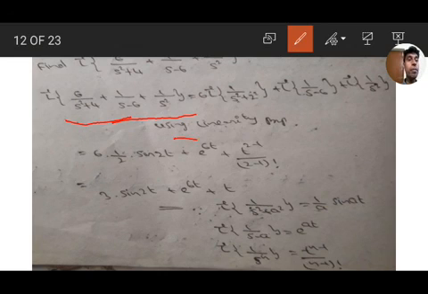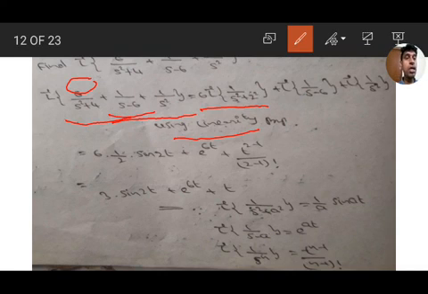By linearity property, coefficients are kept outside, and we take the inverse Laplace transform of the functions one by one. Here 6 is the coefficient outside, 6 into L inverse of 1 by s square plus 4, 4 means here 2 square, so 1 by s square plus 2 square. Next, inverse Laplace transform of second function, no coefficient, so L inverse of 1 by s minus 6. And inverse Laplace transform of third function, that is L inverse of 1 by s square.